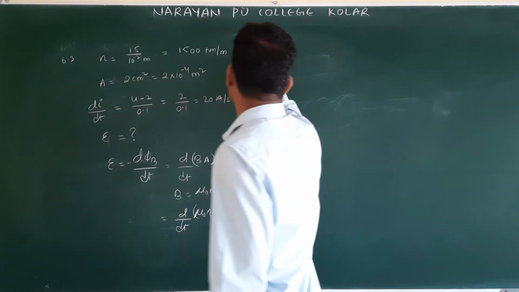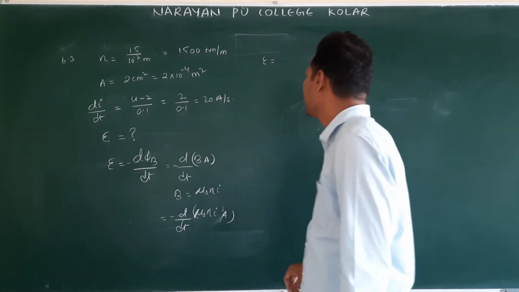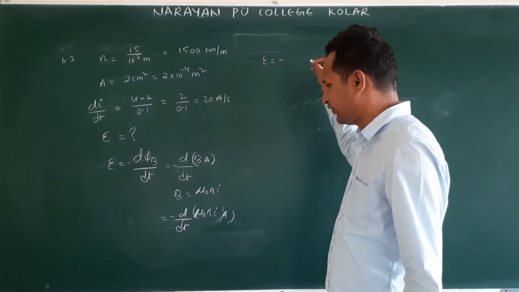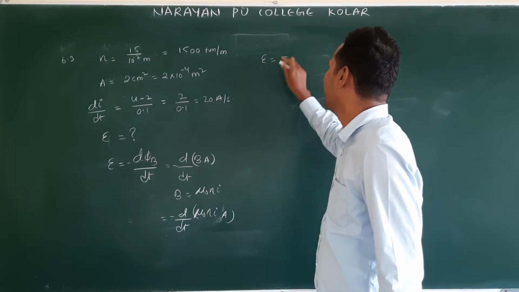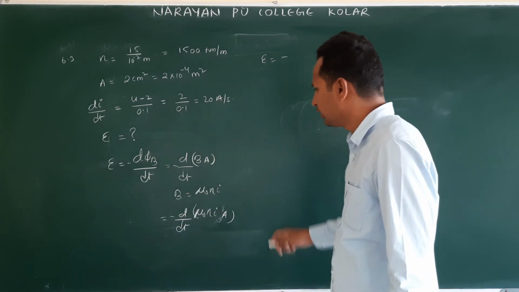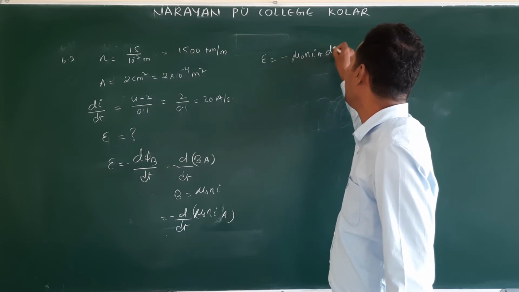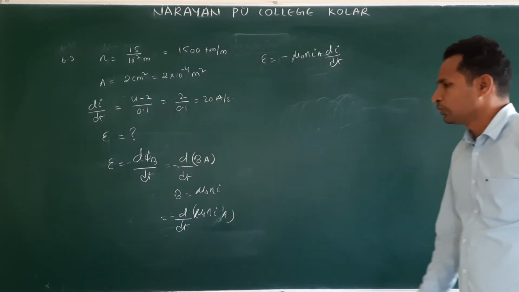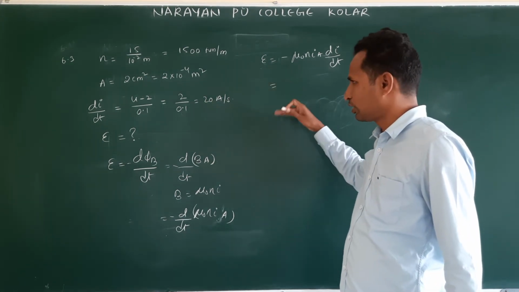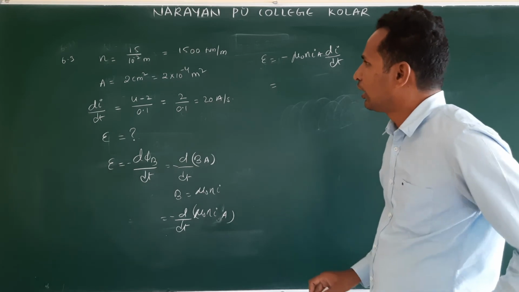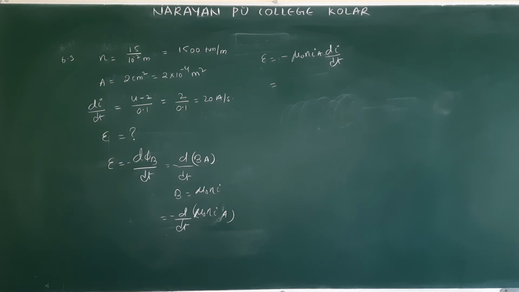Then I can write E equal to minus, the minus is also there, but we are calculating only the magnitude, so in the final answer we will write only the magnitude. I am continuing: this is mu naught N I A dI by dt. Only the current is changing. Now in the substitution I am not writing the minus sign. Here it is also the same: final minus initial. Clear?